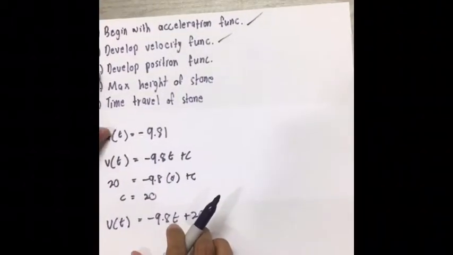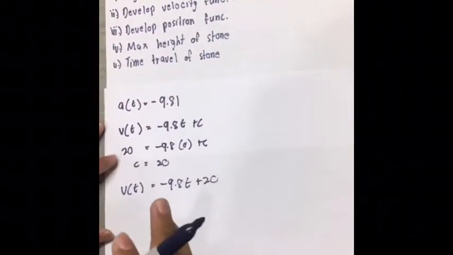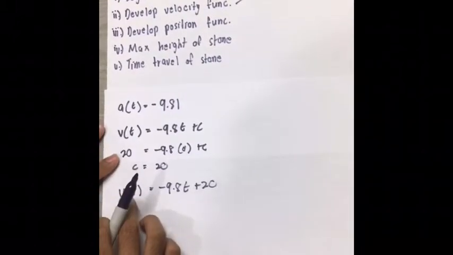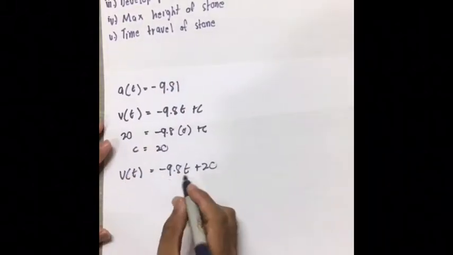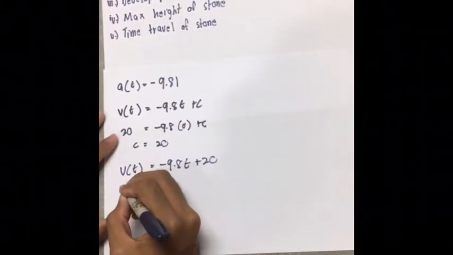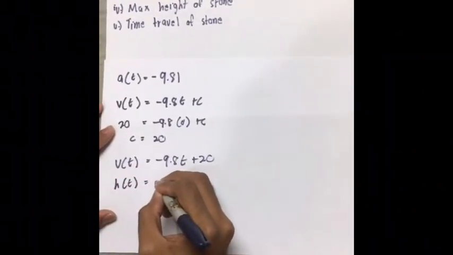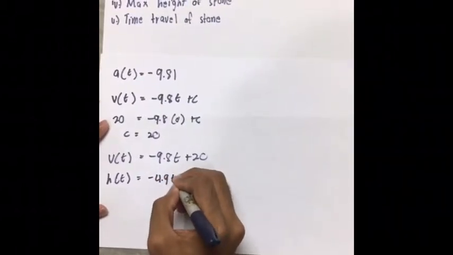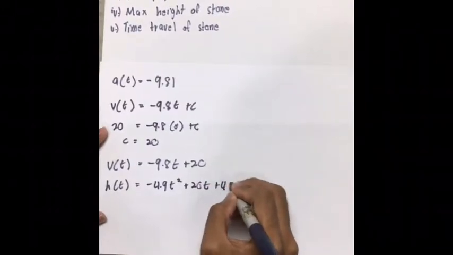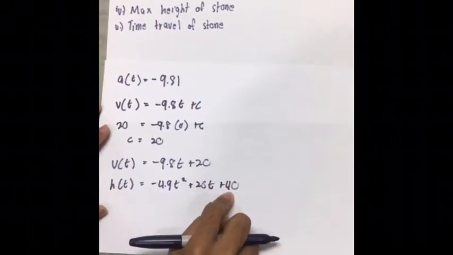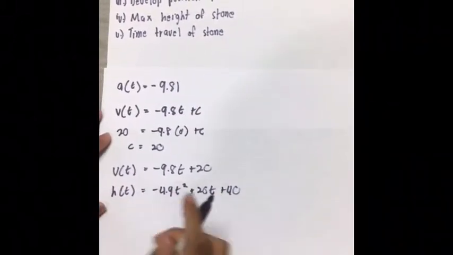So we go to the third question, develop position function. As we know, when we do the integration of the velocity function, we get the position function. So we get that the position function is negative 4.9t squared plus 20t plus 40. We get the 40 because of the c.